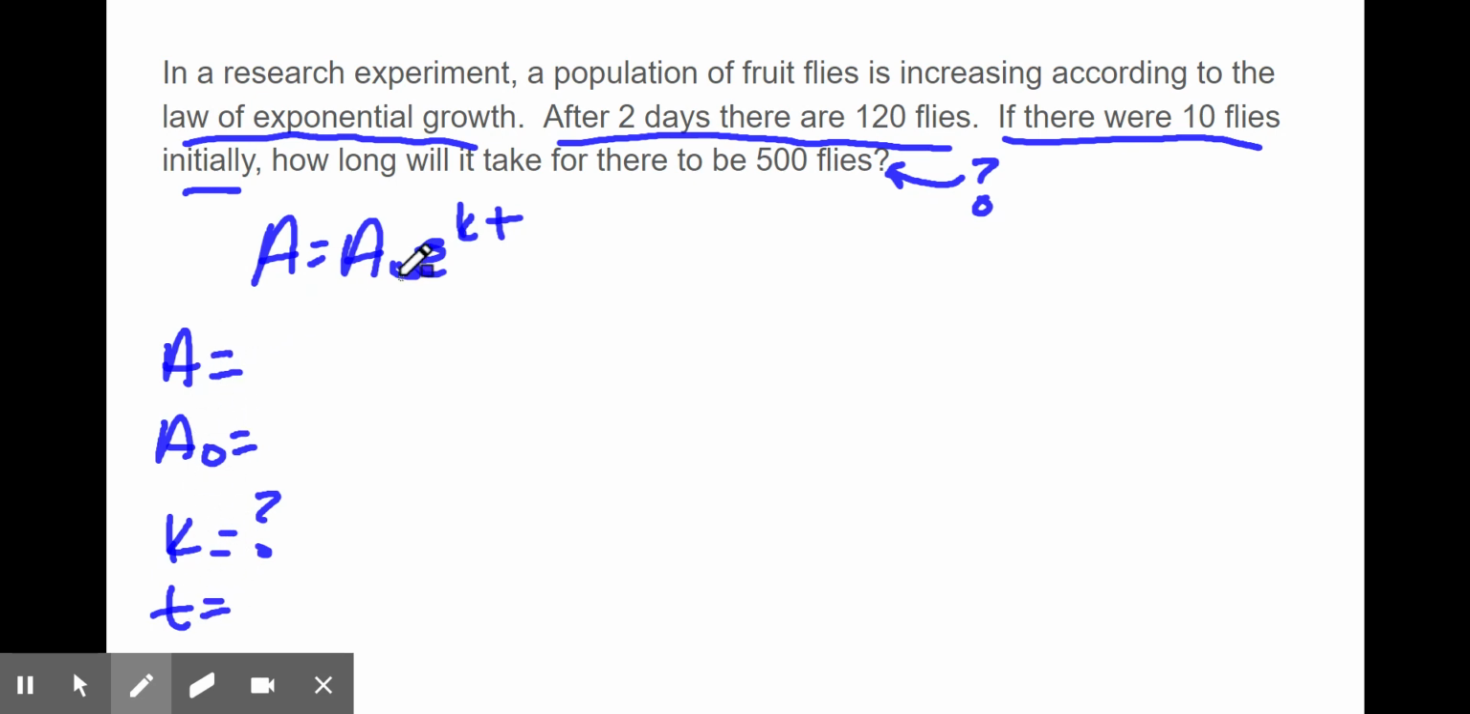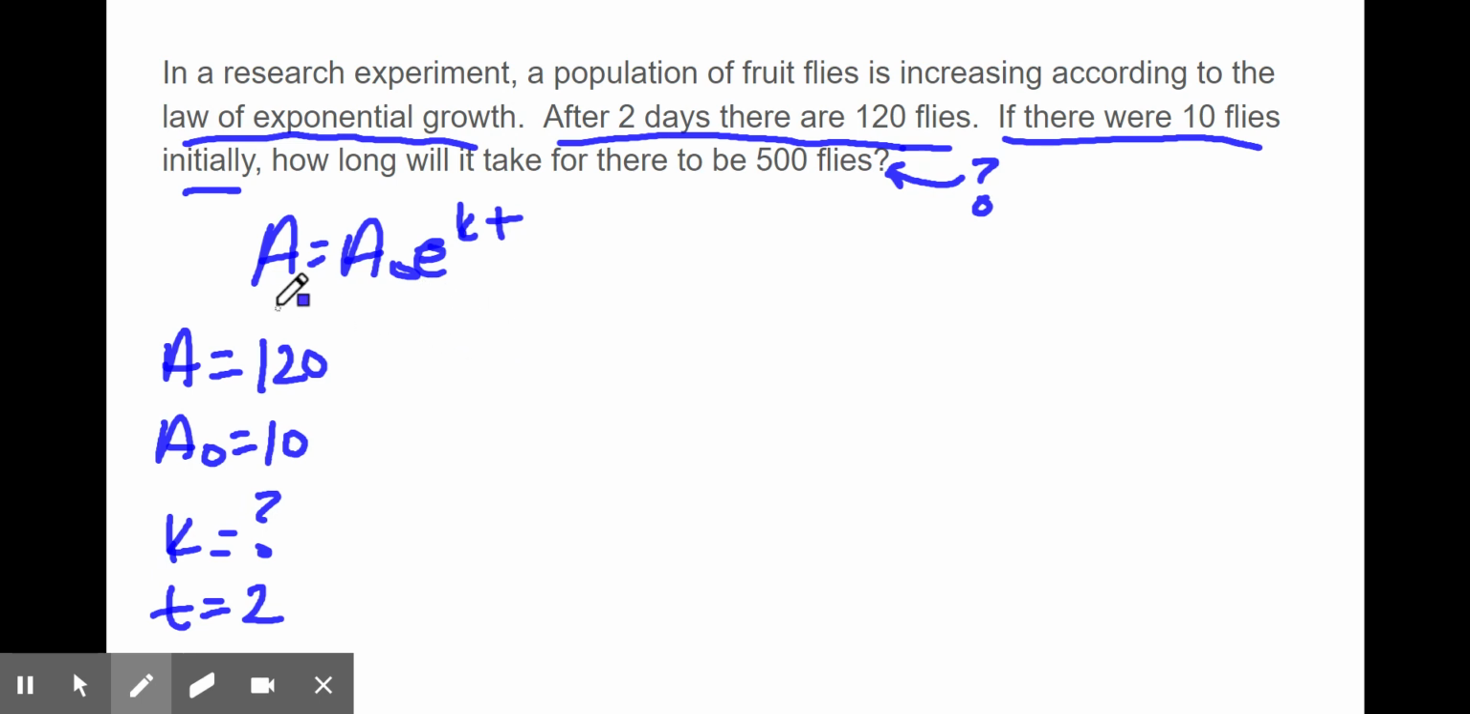But we at least have to be given enough information to go and find k. So let's talk about what we have. We're told that after 2 days, there are 120 flies, and there were 10 flies initially. So A naught is 10, that's the initial number. After there were 120 flies, it took 2 days. And it doesn't matter that time is in days. That's allowed for this equation, because we're not talking about a yearly interest rate. So this is enough information to find k. The only variable left is k. So let's go do that.